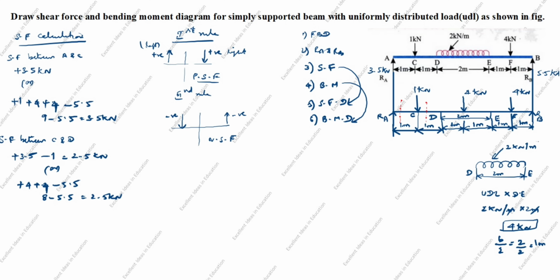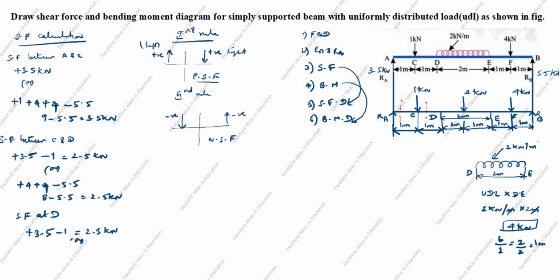Next, we will calculate shear force at D point. C to D. D to E is UDL. So we will calculate D point only. From D point to A, this is left side. D to B is right side. Now we will calculate left side. RA, you see the arrow goes up. Left side is goes up is plus. Plus 3.5. Next, you see the arrow comes down. Down left side is minus 1 equal to 2.5 kilonewton.